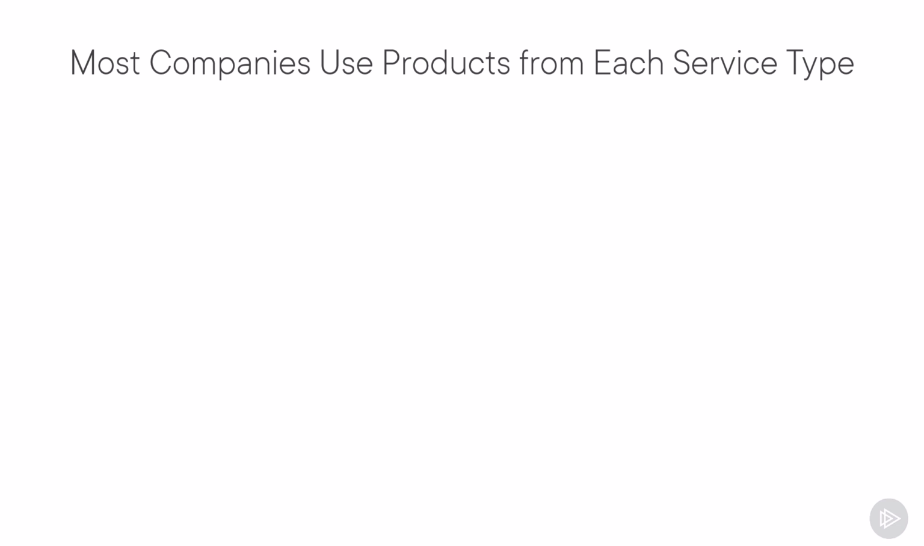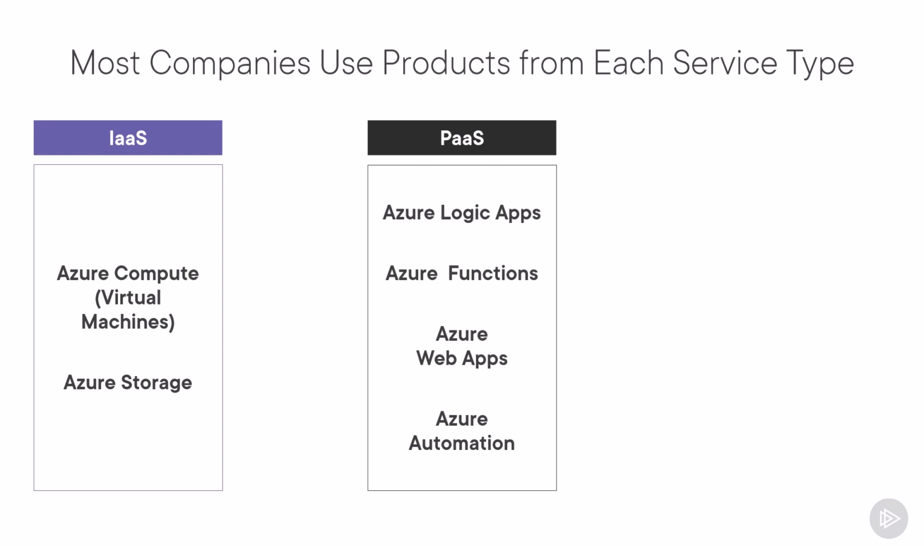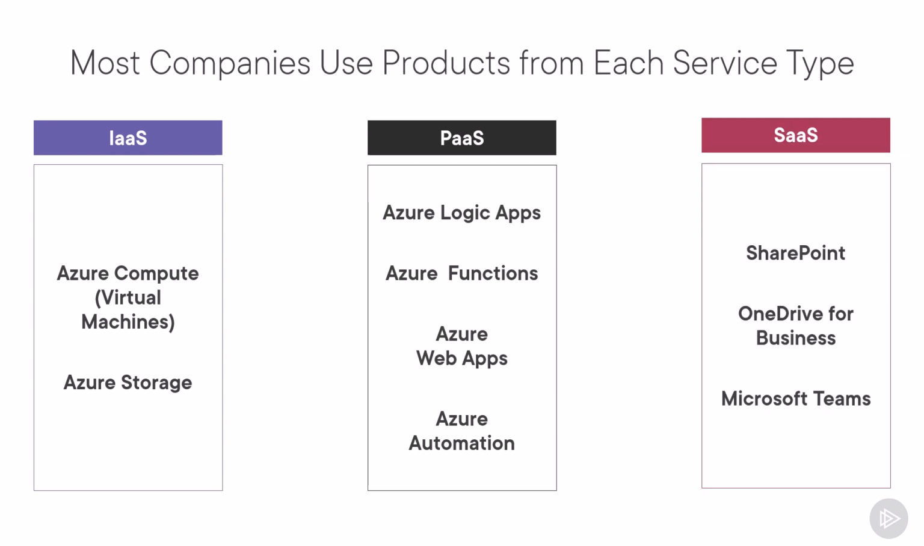Something to also be aware of is, while we separate the workloads into different service types, most organizations will actually use products from each service type. For example, your organization might be using Azure Virtual Machines and Azure Storage, which would be in infrastructure as a service. You are also probably using Azure Logic Apps, Azure Functions, Azure Web Apps, or Azure Automation, which are platform as a service solutions. And if your company also uses productivity solutions such as SharePoint Online, OneDrive for Business, Microsoft Teams, you're also leveraging software as a service solutions, all while in the Microsoft Cloud.